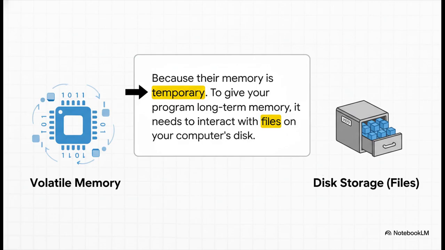To give your program a real long-term memory for stuff like high scores, user settings, or saved games, it needs to be able to write that information down in a file. And today, we're going to learn exactly how to do that.